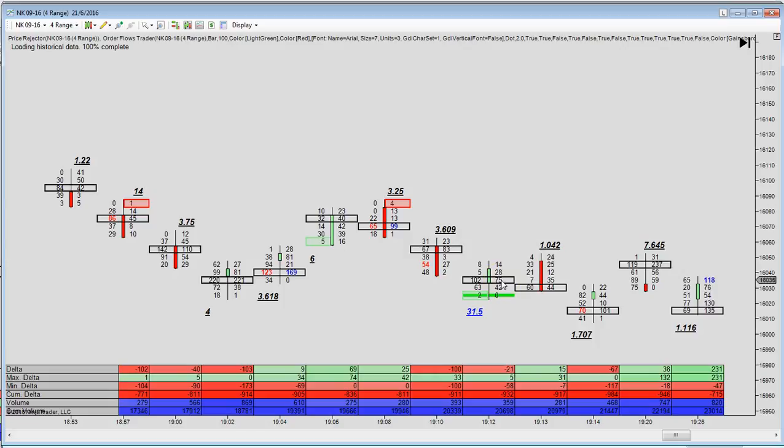So like 16,000, 16,005, 16,010, like that. And every nickel is 2,500 yen, so it's around 20, depending on what the exchange rate is. I think it's around 22 bucks a tick.